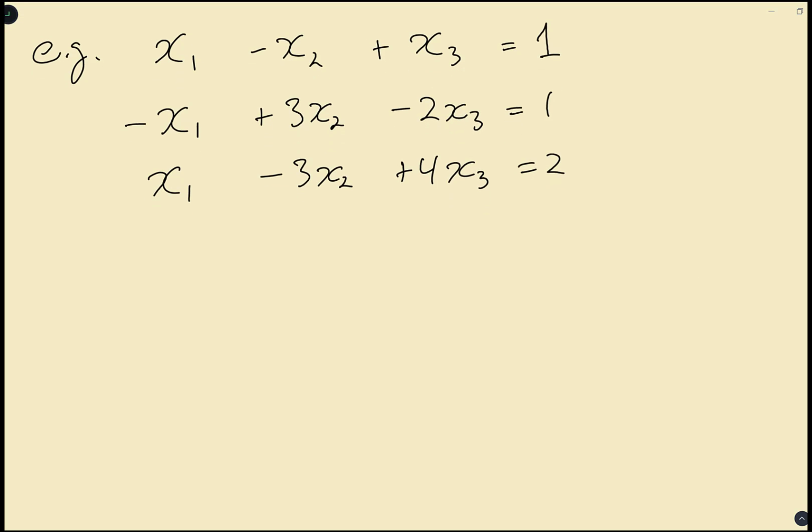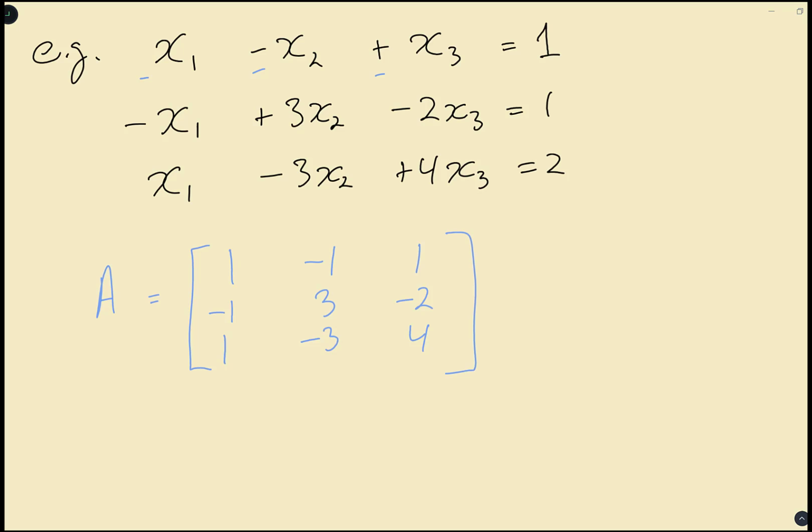And from here, we're going to extract the coefficient matrix so that we can learn how to do LU decomposition from this example. The coefficients, as we can see here, are 1, -1, and 1. So we're going to write these here: 1, -1, and 1. Following the second equation, -1, 3, and -2. And then the third equation, 1, -3, and 4. So this is our coefficient matrix.